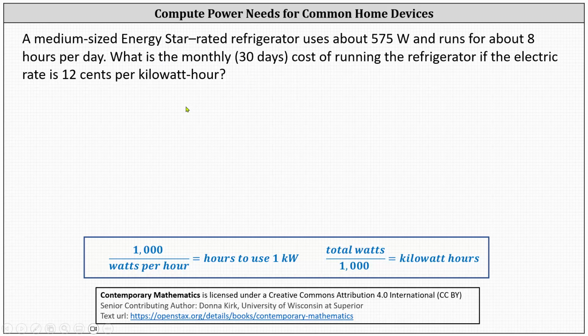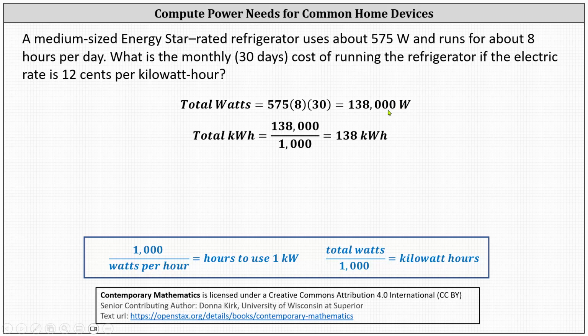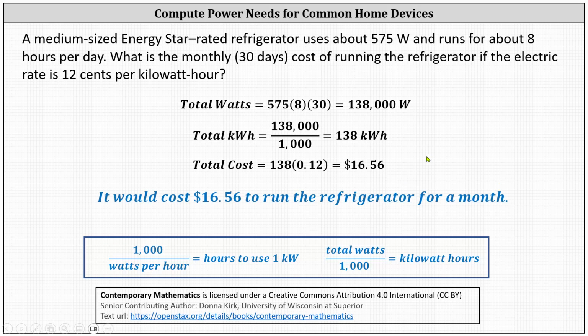The total watts is equal to 575 times 8 times 30, which is 138,000 watts. And now to determine the number of kilowatt hours, we divide by 1,000, which gives us 138 kilowatt hours. And now to find the total cost, we multiply 138 by 12 cents, or $0.12, which gives us $16.56. It would cost $16.56 to run the refrigerator for a month.